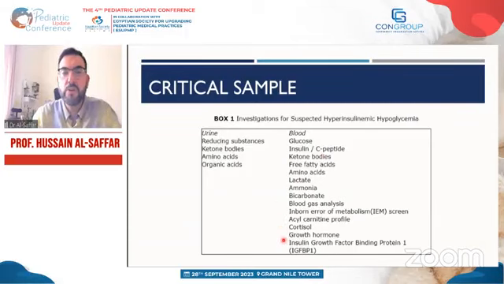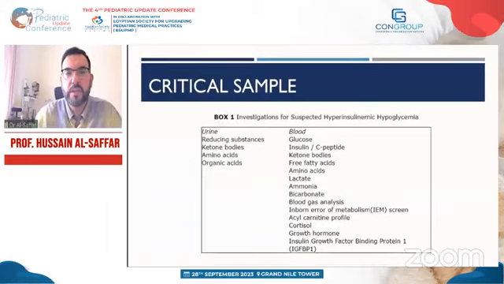Cortisol and growth hormone, to rule out other counteracting mechanisms that should prevent the hypoglycemia from happening. And of course, insulin-like growth factor binding protein 1, which can be useful in diagnosing congenital hyperinsulinism. The urine sample, the first void sample after that hypoglycemic event, could be helpful to check for reducing substances, ketone bodies, amino acids, and organic acids, mainly for metabolic processes.